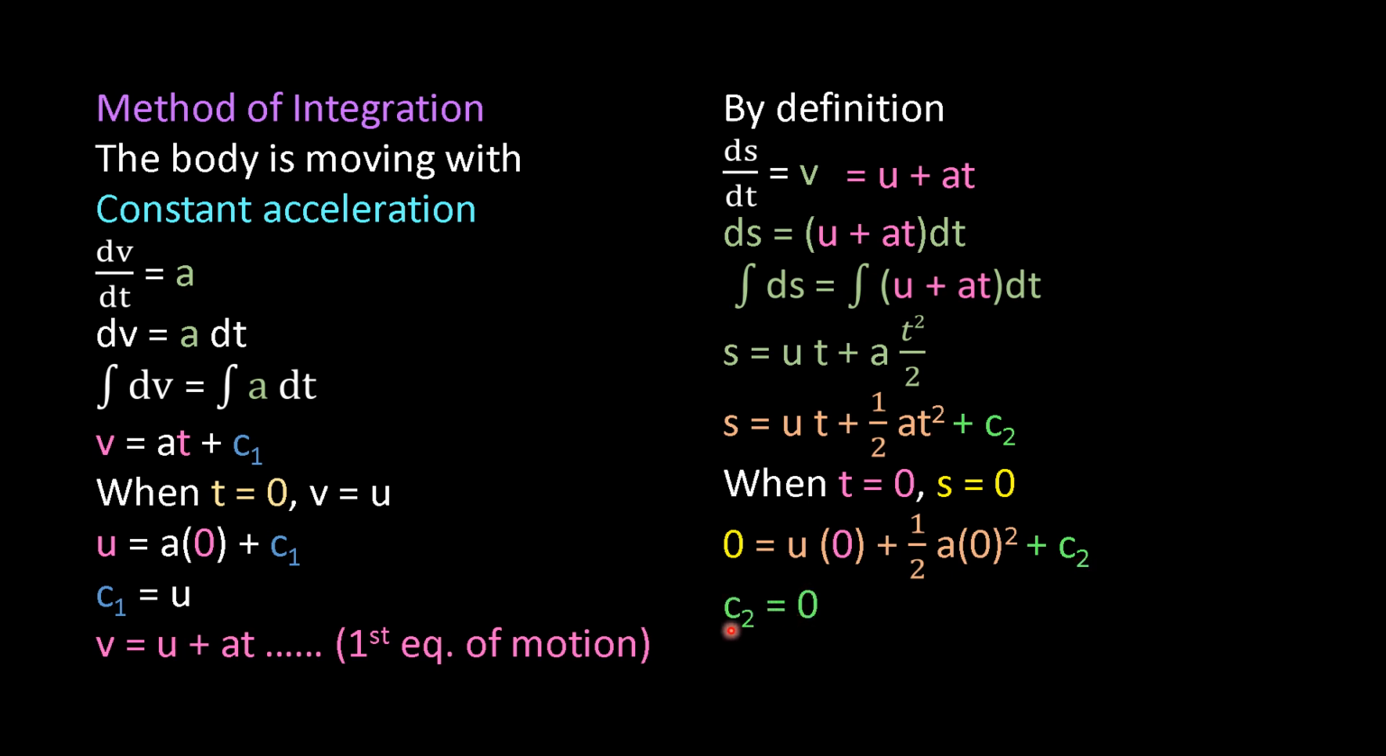Now we will use this value of C2 in here and we write S equals ut plus half at square, which is our second equation of motion. By definition, acceleration A is dv by dt. But by chain rule, we can write dv by dt as dv by ds into ds by dt. But ds by dt is nothing but v. So we write A equals dv by ds into v.